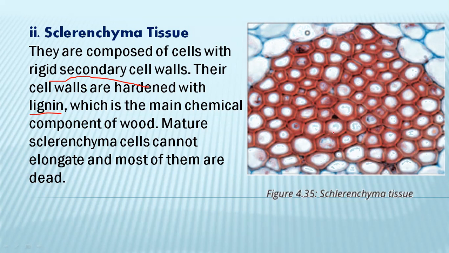So this type of structure maybe you have seen in the wood. So that's why wood is dead. Wood is having dead cells and stiff and harder cells due to the presence of lignin. So mature sclerenchyma cells cannot elongate, and most of them are dead. That's why they form wood.